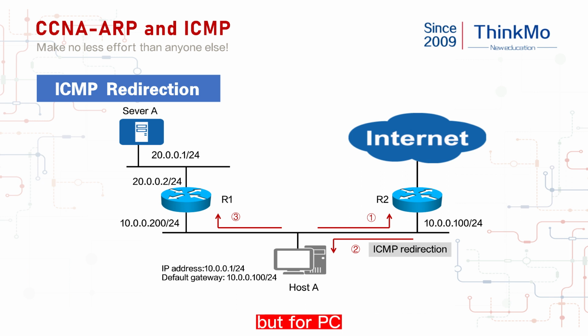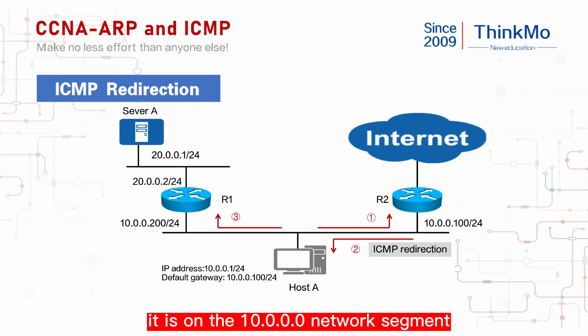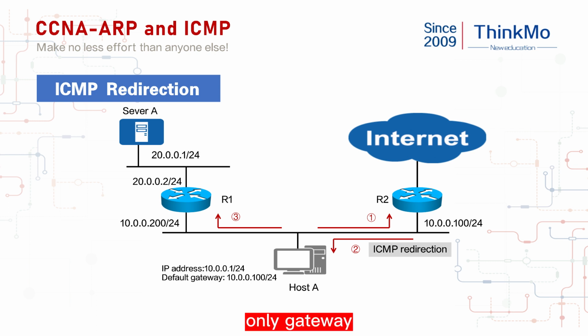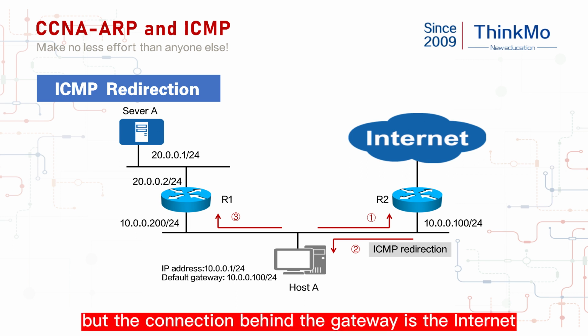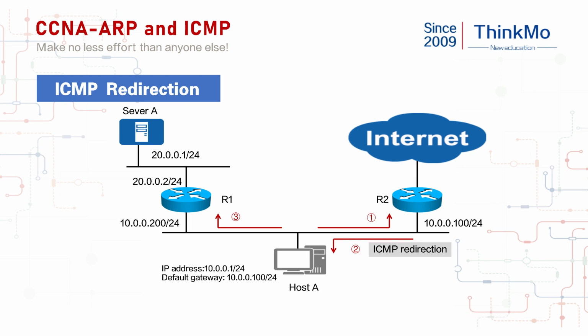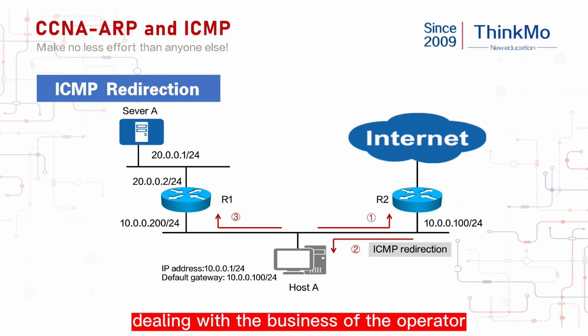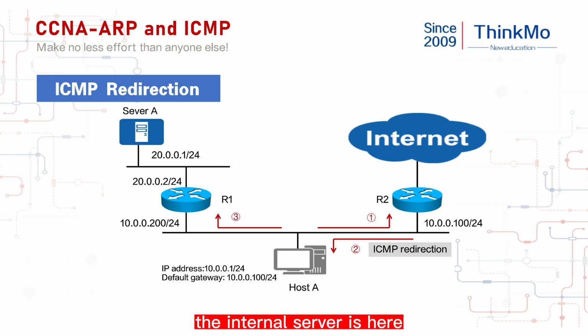But for the PC, it is on the 10.0.0.0 network segment. The server is on the 20.0.0.0 network segment. If you access it across network segments, the host cannot directly find the server. Only the gateway. But for the gateway, now the data is at the gateway. But the connection behind the gateway is the internet, dealing with the business of the operator. The internal server is here.